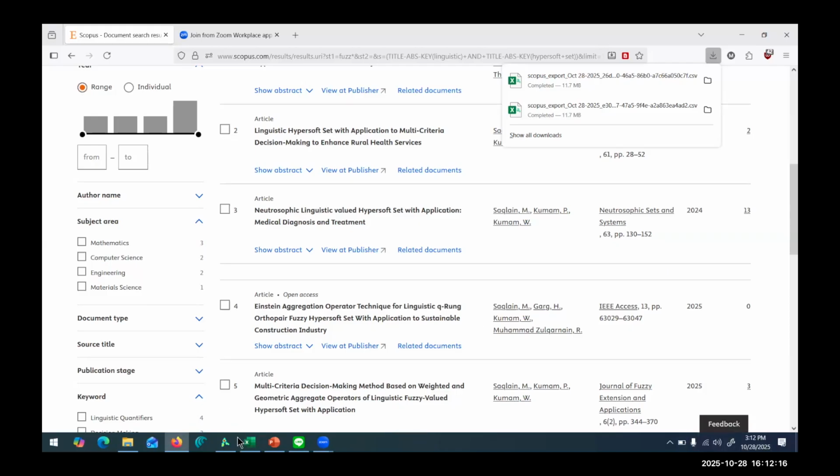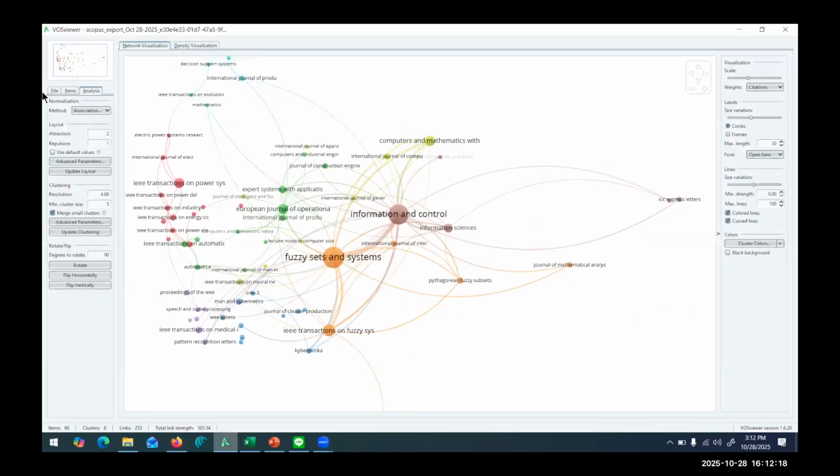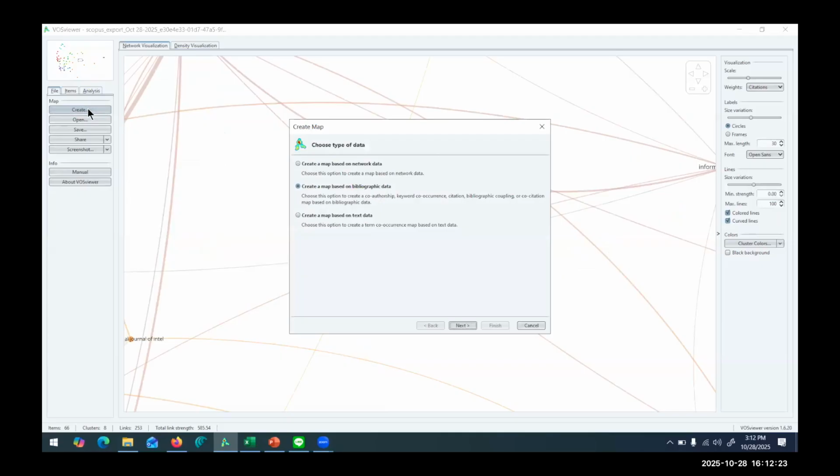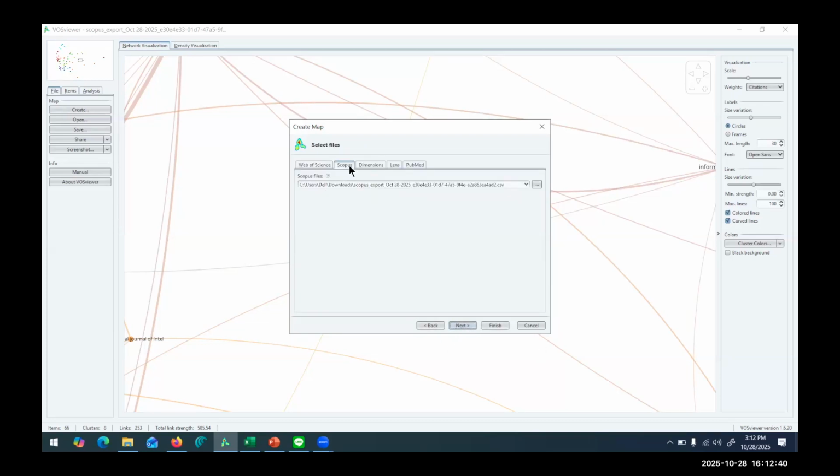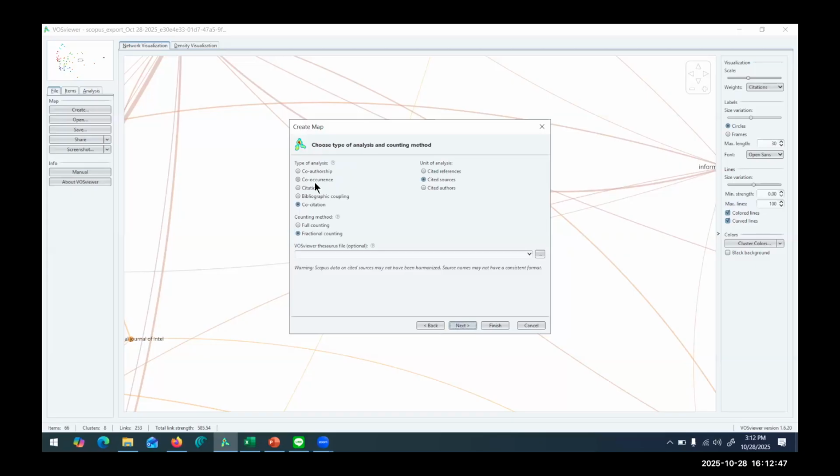So now our document is ready and has been downloaded. We will download the software VOSviewer for analysis, and we go to the second tab, where we create a map based on bibliometric data. Here we select the Scopus tab and upload our data file. I have already uploaded this file. Now we have VOSviewer ready.